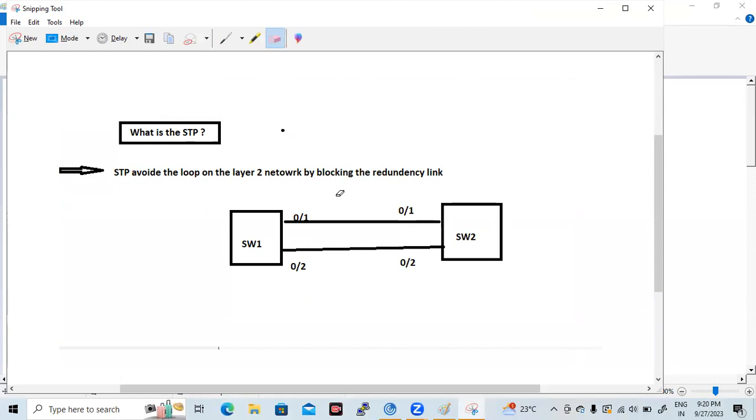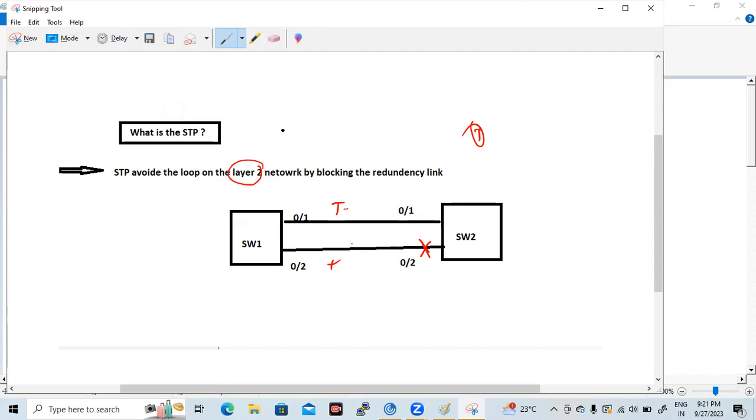In spanning tree, what it does actually: we have two links here between the two different switches, just two connectivity. These are the uplinks, this is also a trunk, this is also a trunk. What spanning tree does is, at the same time we have a process which blocks the redundant link on layer 2. This link is going to be blocked, but this is not a shutdown and not a permanent block, this is something else. I will explain you later.